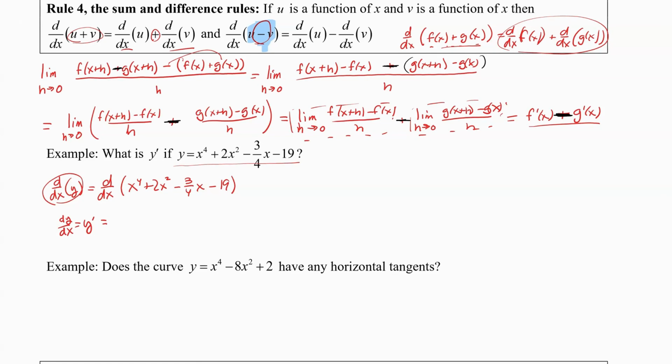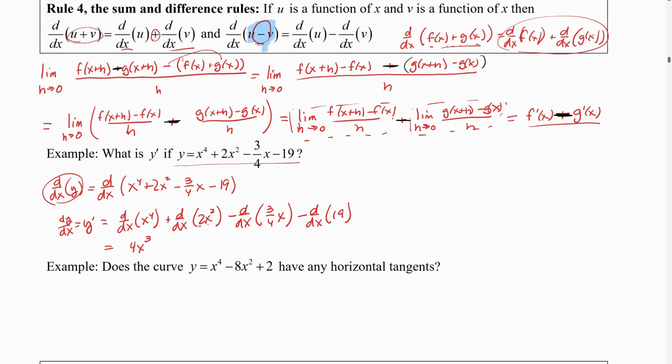Okay, what does that mean for us? It means this expression can be thought of as the derivative of x to the fourth plus the derivative of 2x squared plus the derivative of, minus the derivative of 3/4 x minus the derivative of 19. Okay, now, do we know the derivative of x to the fourth? Yeah, we have the power rule for that. That derivative is 4x cubed. Bring the power down, reduce the power by 1.